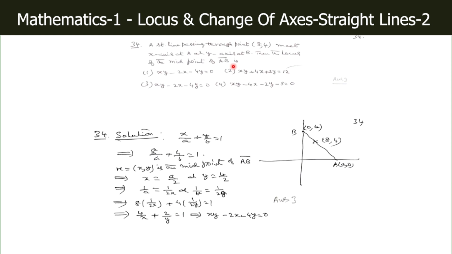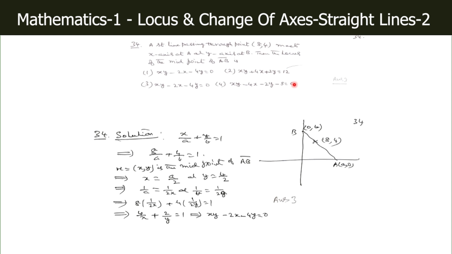Question 34: a straight line passing through the point (8, 4) meets the x-axis at A and the y-axis at B. Then the locus of the midpoint of the segment AB is: xy minus 2x minus 4y equals 0; xy plus 4x plus 2y equals 12; xy minus 2x minus 4y equals 0; xy minus 4x minus 2y minus 8 equals 0.